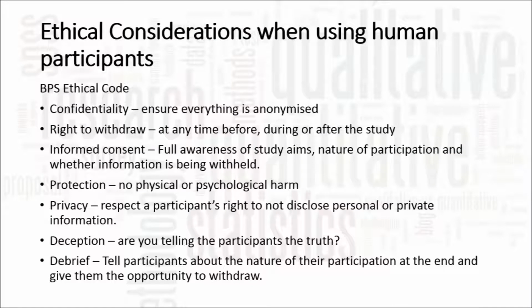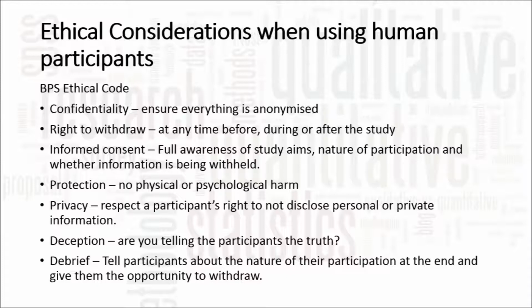Now we've looked at sampling methods, I would like to go on to consider ethics when using human participants. Now the BPS ethical code states that we need to keep everything we have confidential and make sure that all of our results and anything else like that, questionnaires, are all anonymised. We need to ensure that the participant knows that they have the right to withdraw at any time before, during or after the study.